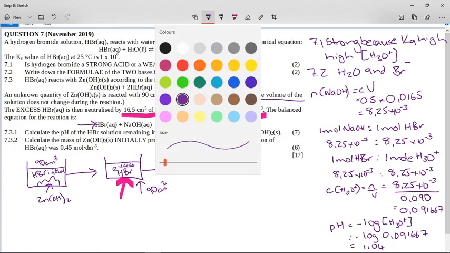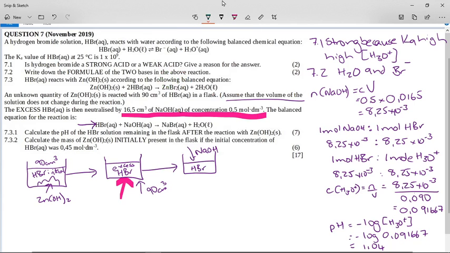Now the question carries on, and it says to you, calculate the mass of zinc hydroxide. That is this right here in the beginning. The mass of zinc hydroxide initially present in the flask if the initial concentration of hydrogen bromide was 0,45 moles per cubic decimeter. So they're telling you that when they started this reaction, this hydrogen bromide initially in here had a concentration of 0,45 moles per cubic decimeter.